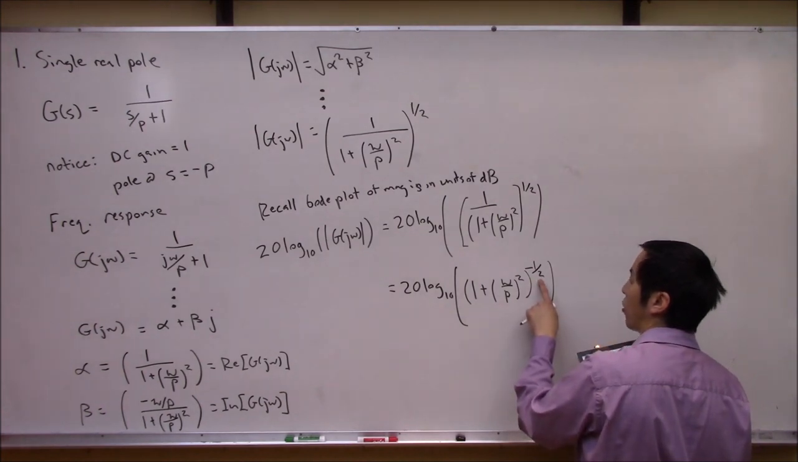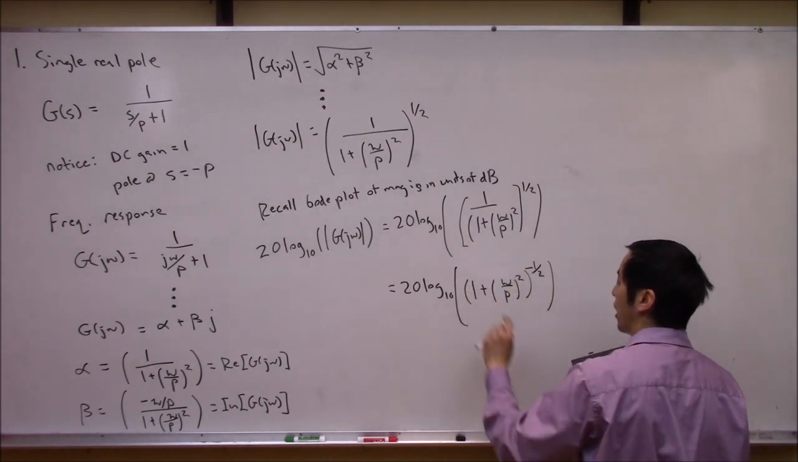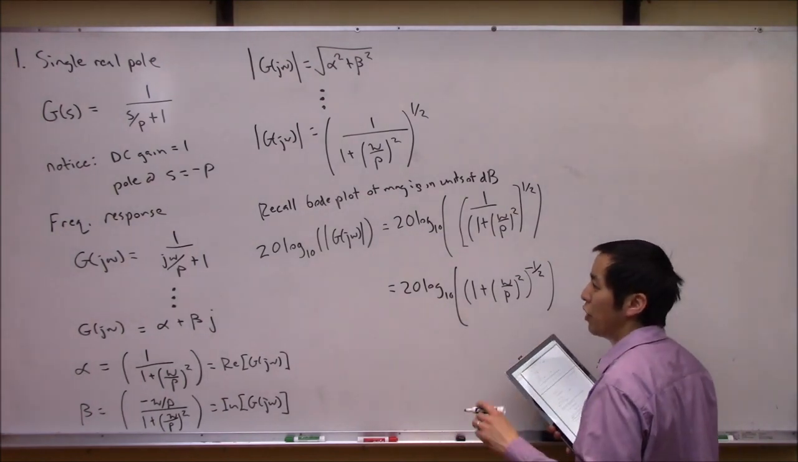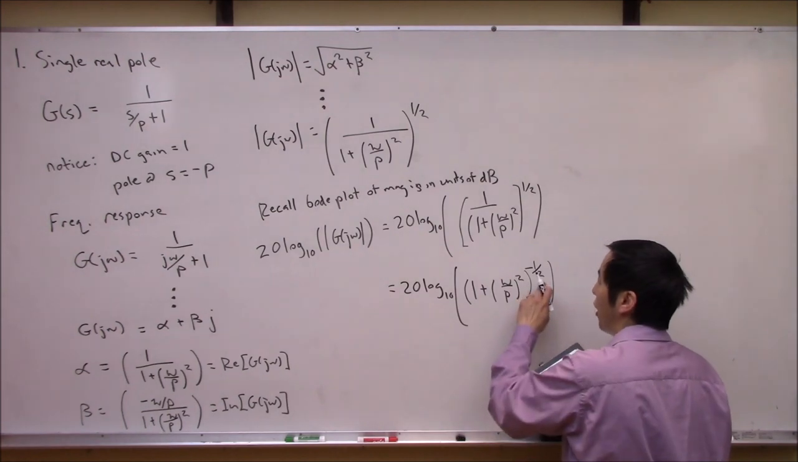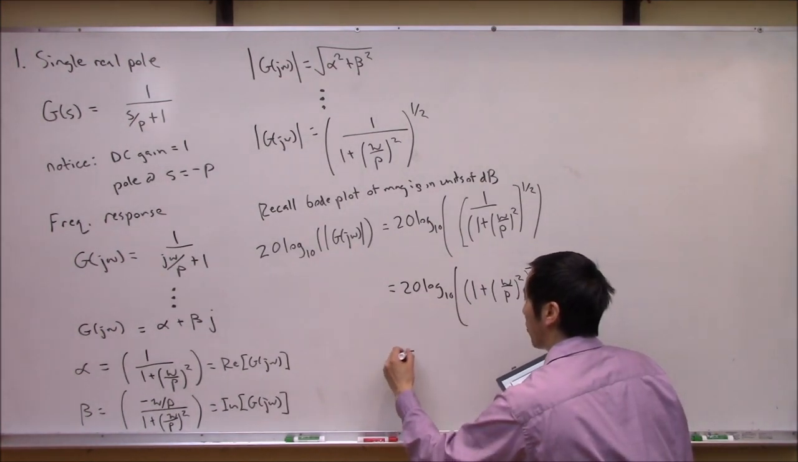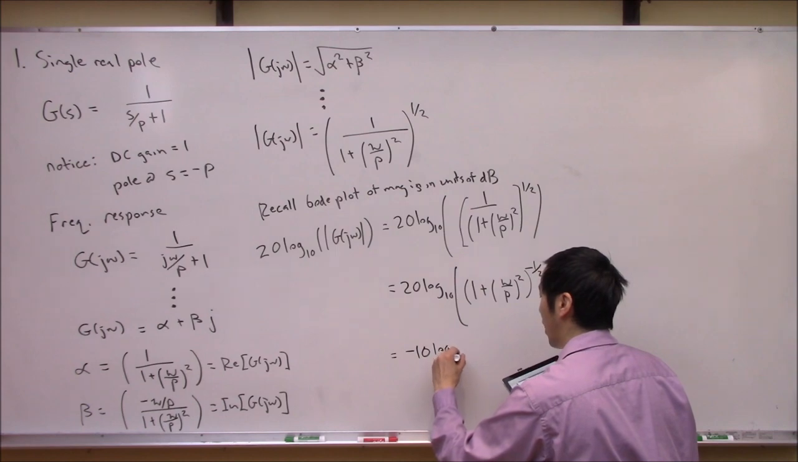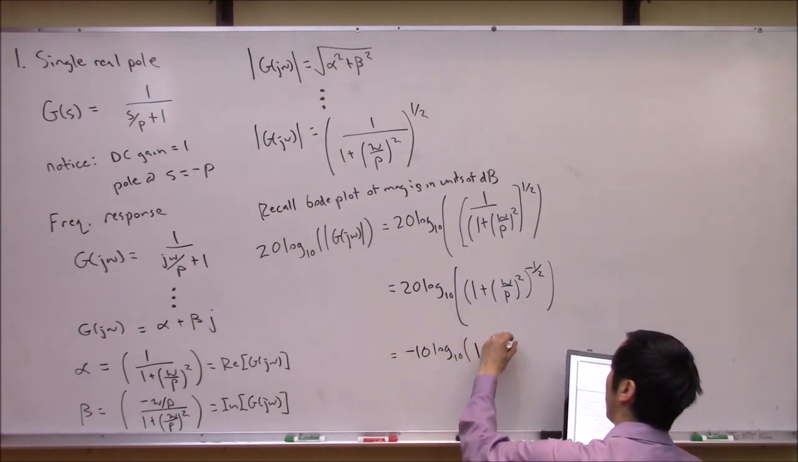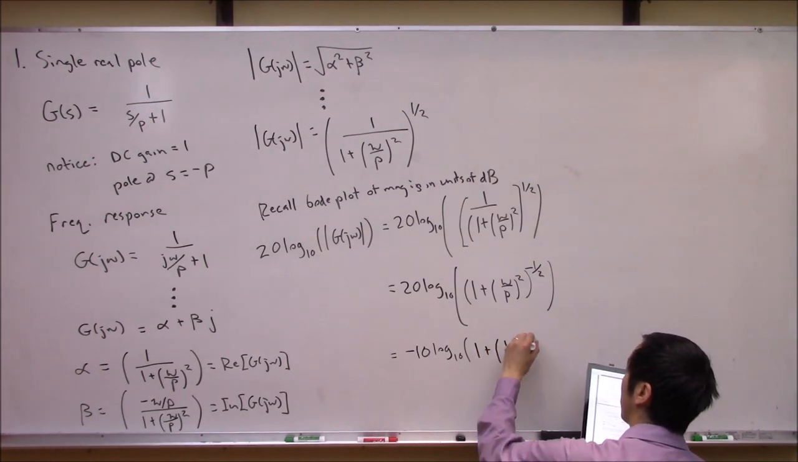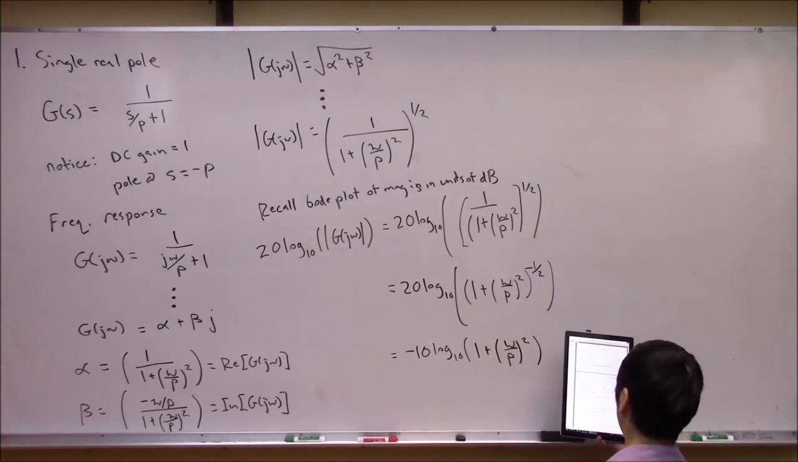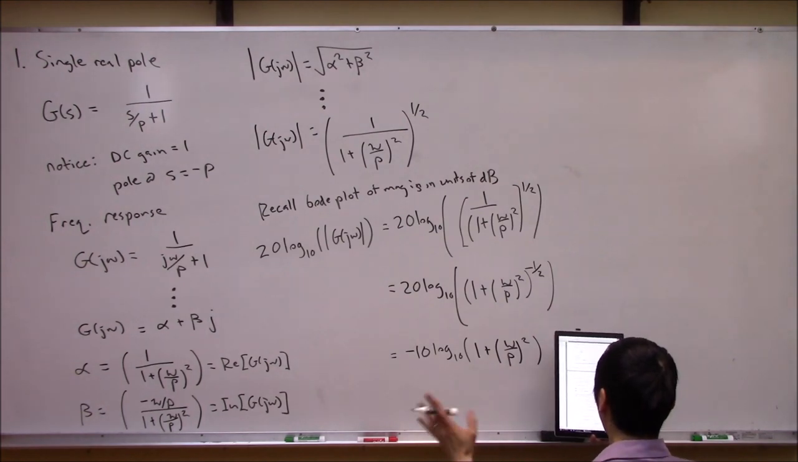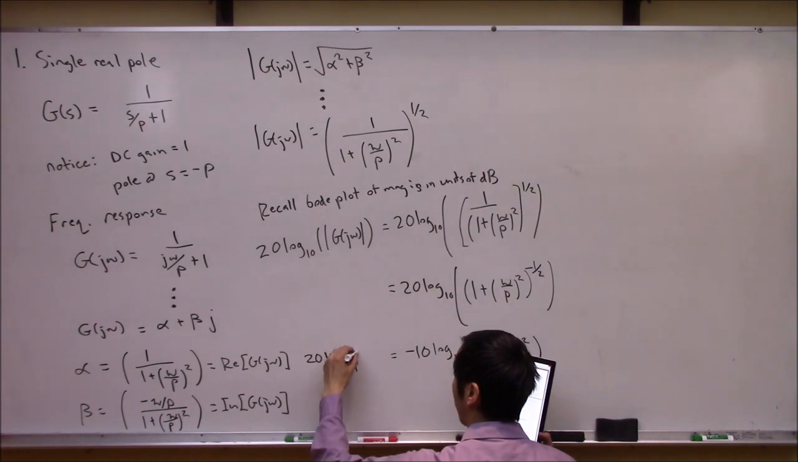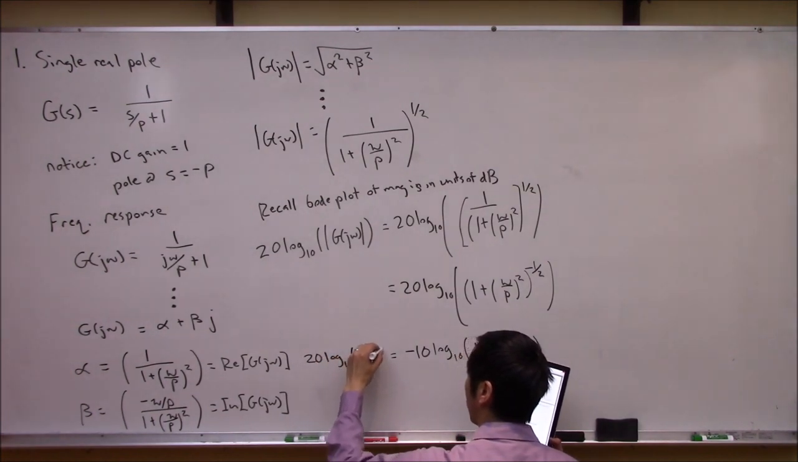Now, remember our rules with logs? This power can fall off the log. I don't know if that's how I was taught it, but it's this trick of, oh, you're falling off the log. So this falls off, and we end up with minus 10 times log base 10 of 1 plus the quantity omega over p squared. Great. So this here is 20 log base 10 of the magnitude of G of j omega.